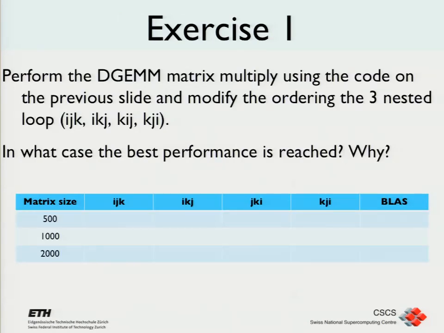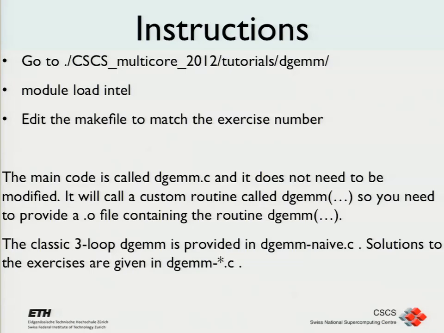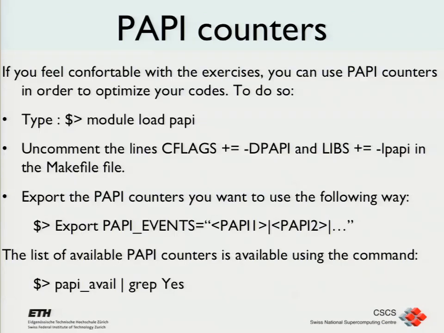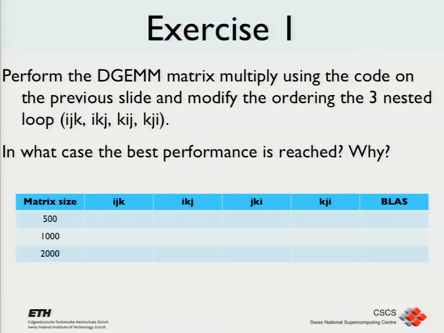Okay, so the first exercise will show you the performance impact of switching the loops in this very simple DGEMM, just by switching the place of the loops, and what the impact is in terms of performance.